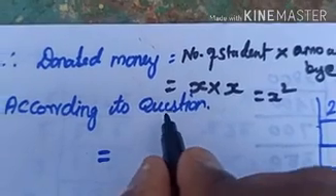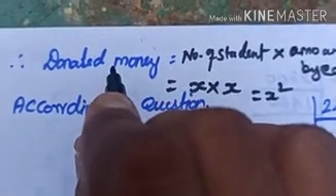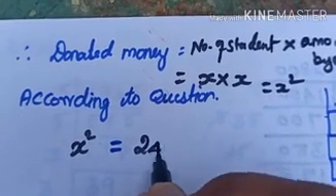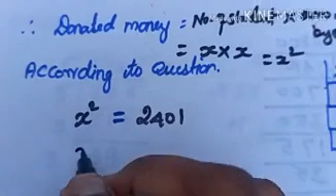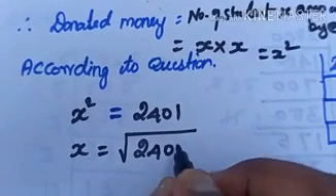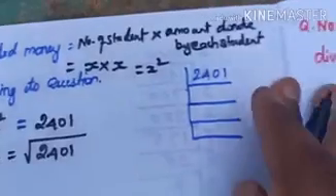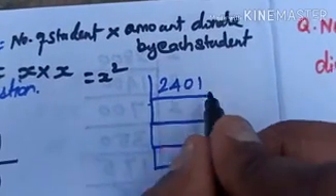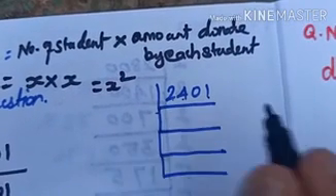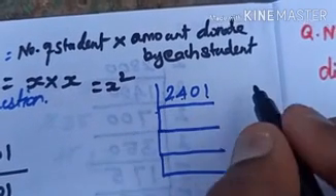According to the question, the donated money is 2401. So x square is equal to 2401. So what is the value of x? The value of x is the square root of 2401. So now I just take this. The number ends with 1, so the last digit can be 4, 5, 7 and so on. So we can't take the 2 table and 3 table.